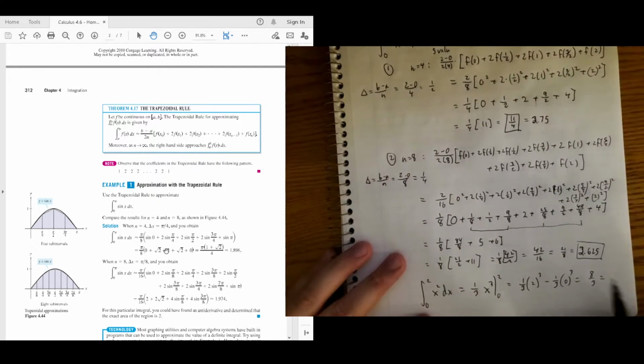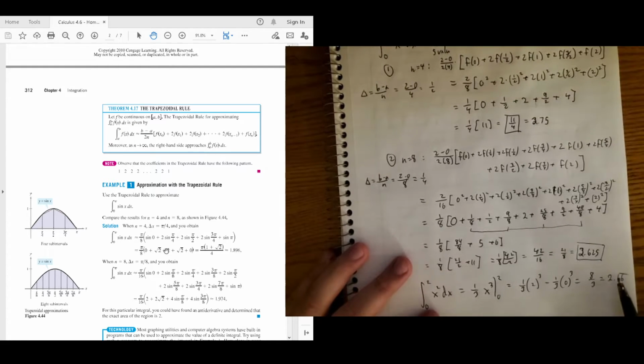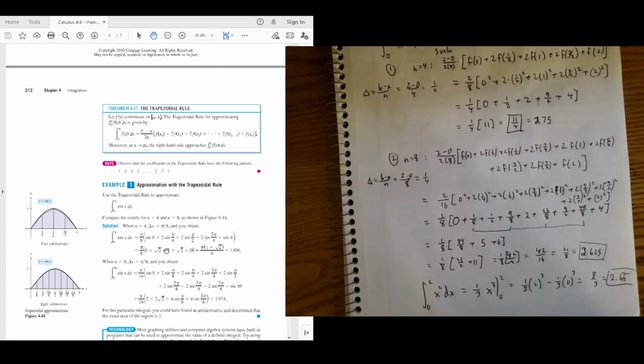Alright, it should be 2.625. Okay, this ends up being 2.66 repeating. So that's pretty darn close. So with a value of 8, we got within 1 decimal place. That's pretty darn good. Which was more consistent than what we got in the previous sections, going up to 16 decimal places. So that's pretty nice.